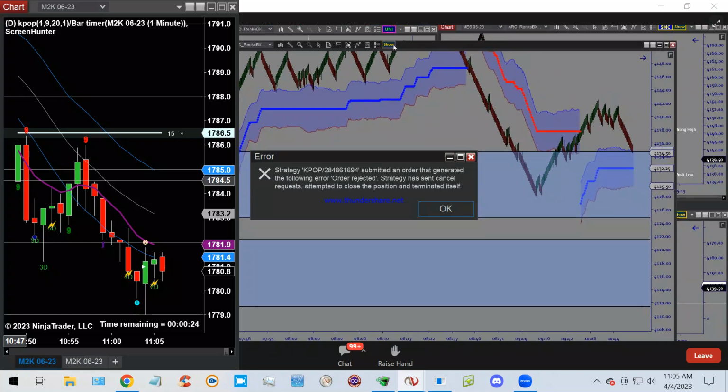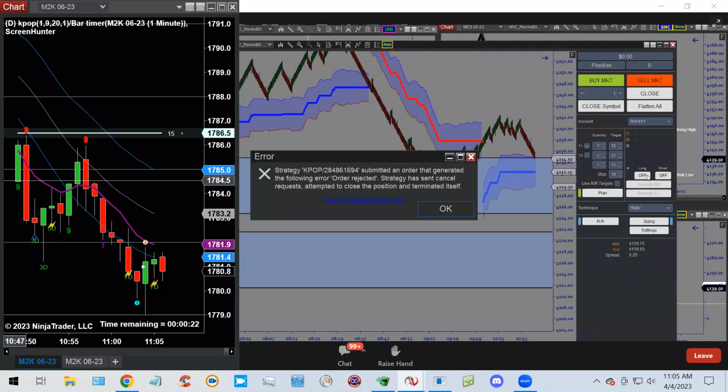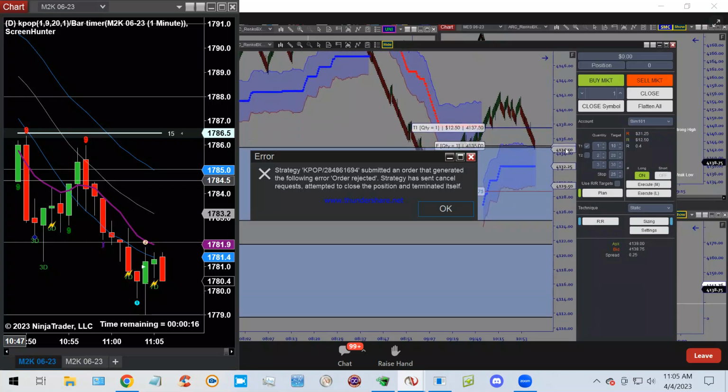There's the entry. There it is. Stop loss goes. You can put it a couple ticks below it. I mean, it's not a perfect science, right? Just like this. You can do it like this.